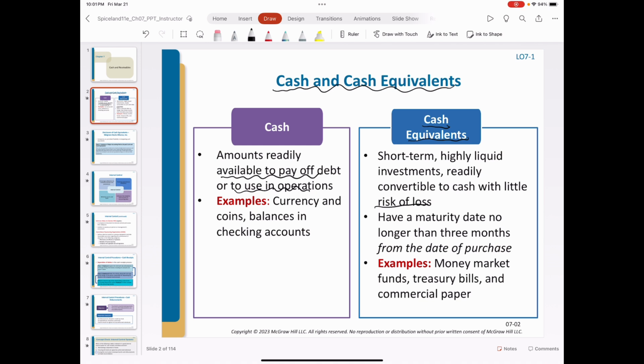Different from short-term investments, cash equivalents are those that have a maturity no longer than 3 months. That's the cutoff. Examples include investments in money market funds, treasury bills, and commercial papers. These can be converted into cash overnight, actually. So when you read the company's balance sheet, the first item reported is cash and cash equivalents, which represents the most liquid assets of a company.